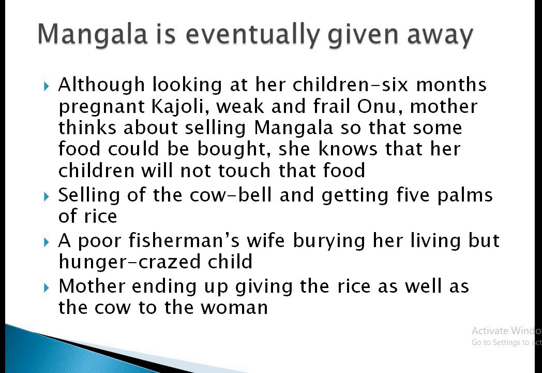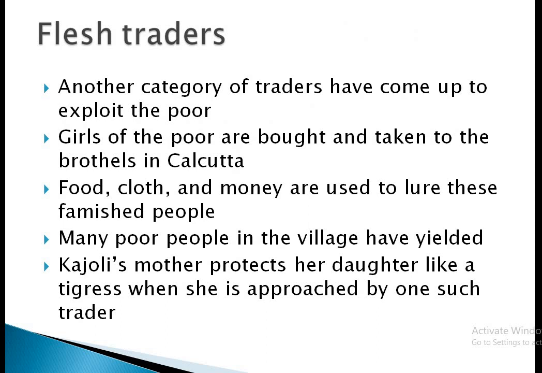Because the rice is of no use to the woman, the child cannot be fed on the rice. The cow is given to the woman so that she could sell the cow, and out of that money she could feed the child as well as go to the city, where probably she will find her husband. Most of the men of the village have gone to the city in search of food, and most of them have not returned. We see another very horrifying spectacle, that of flesh traders.